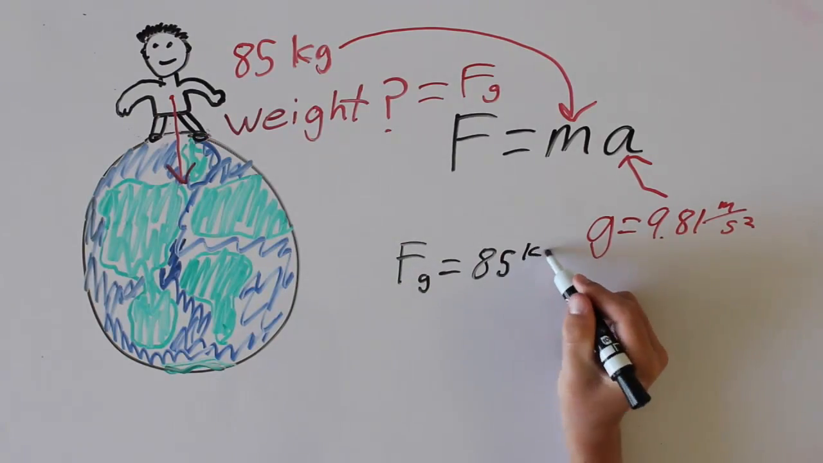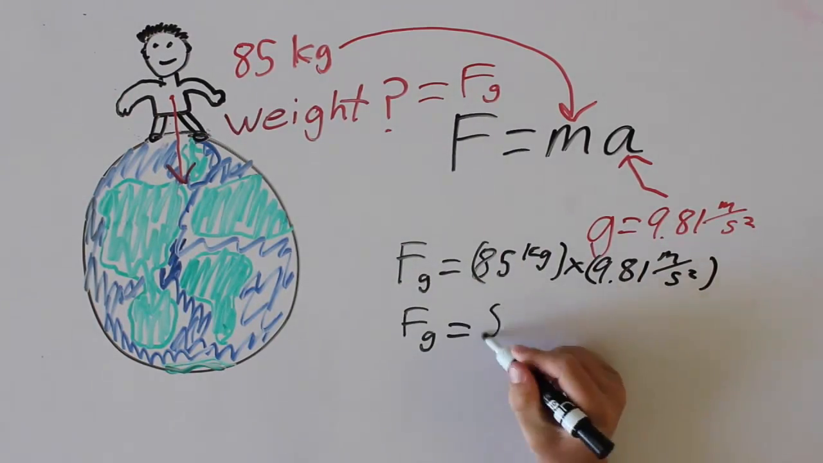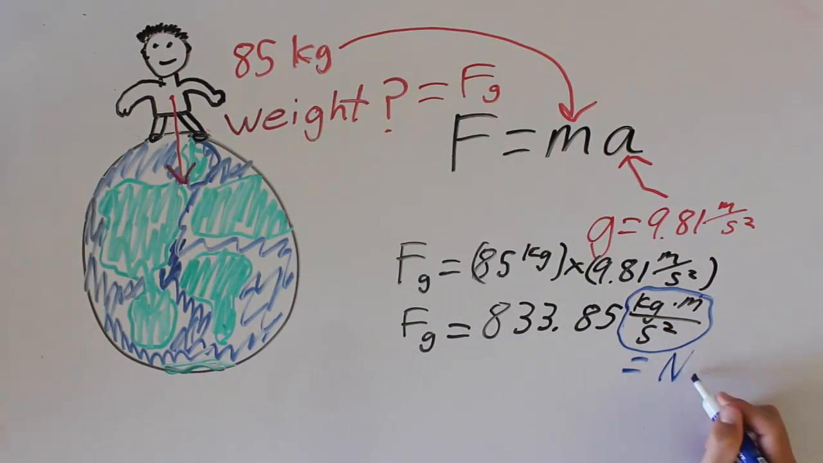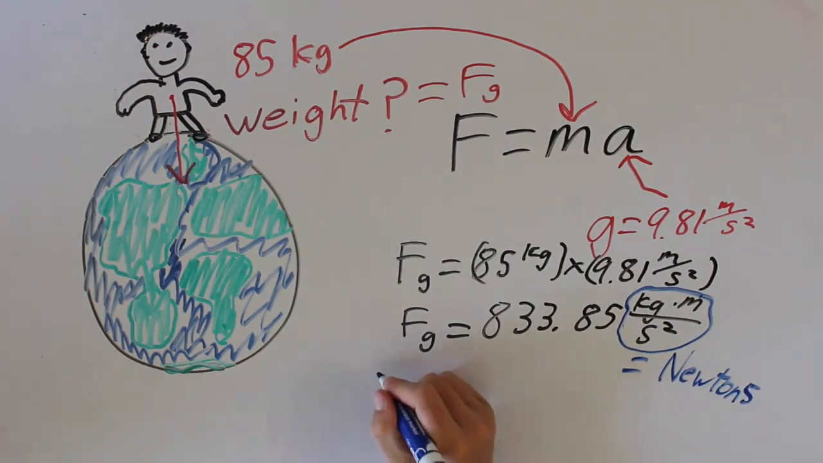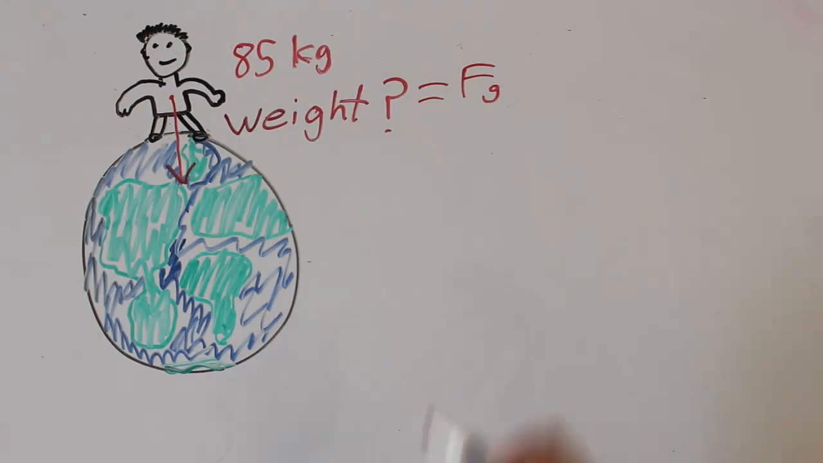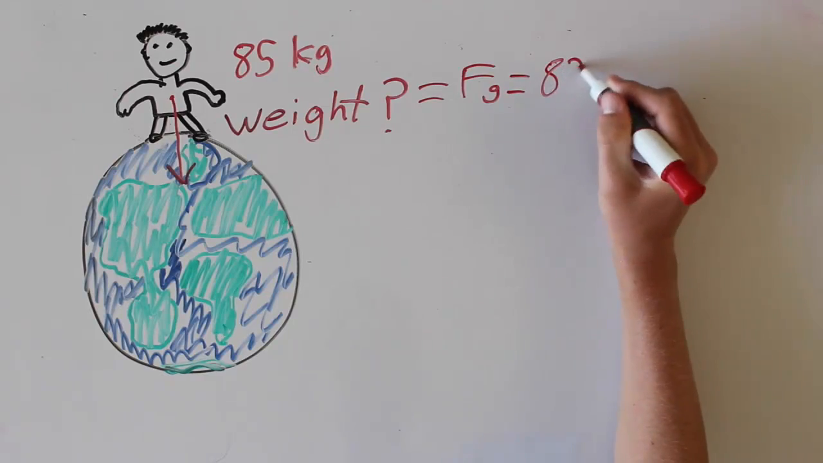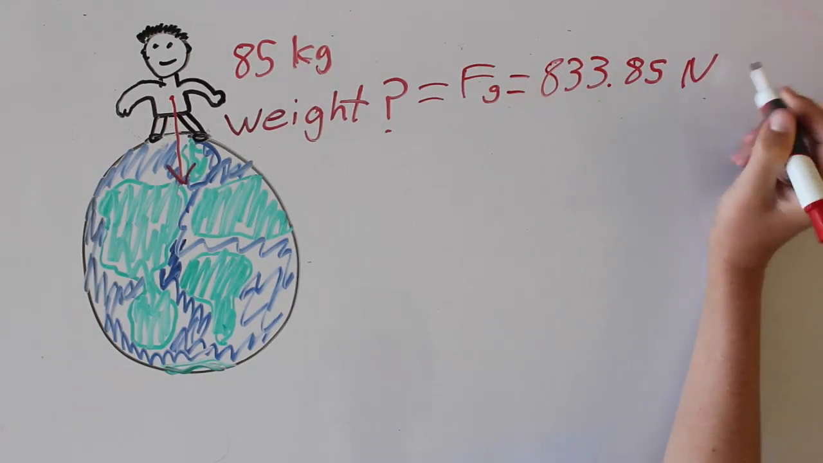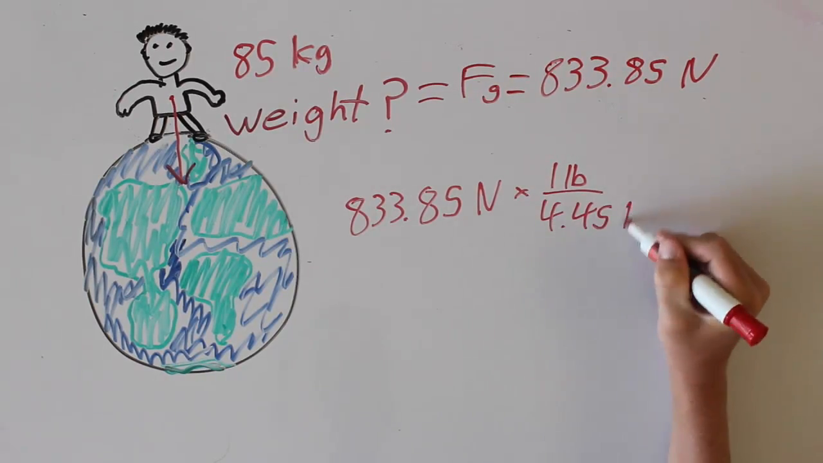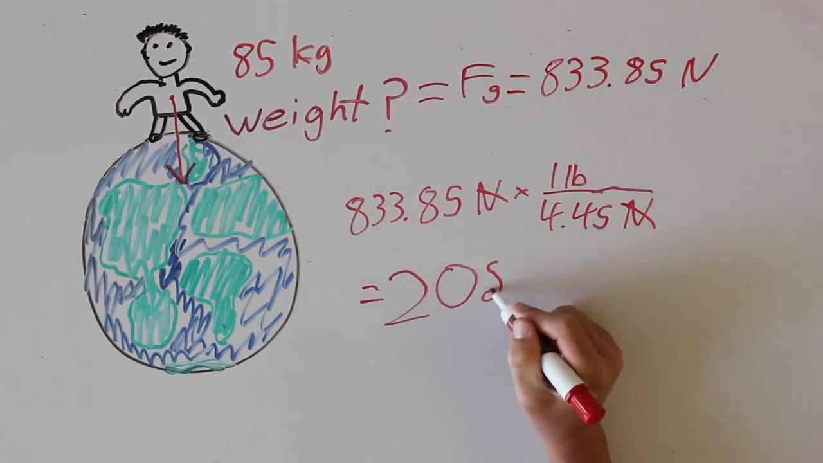So if we multiply these, we get 833.85 kilogram meters per second squared. And 1 kilogram meter per second squared is equal to 1 newton. So this person's weight is 833.85 newtons. So that is the force gravity applies on this person, which is how much they weigh. And to convert that to pounds, you just divide by 4.45 newtons to get 208.48 pounds.